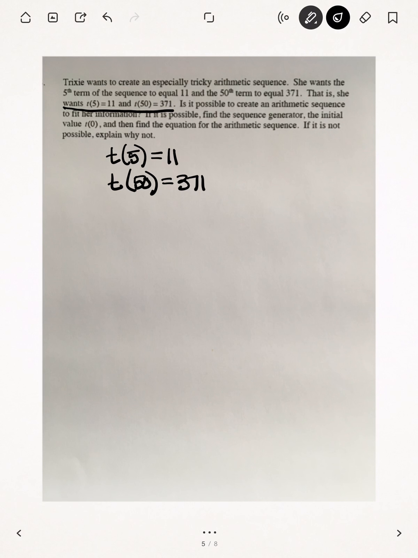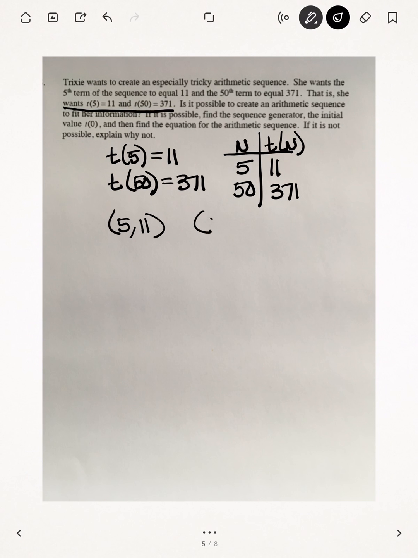Well, if we put this in an XY chart, we have n and t of n. When n is 5, the term is 11, and the 50th term is 371. We actually have 2 points: 5, 11, and 50, 371. If we have 2 points and we are trying to find the equation, what do we have to find? Well, we have to find m and b.